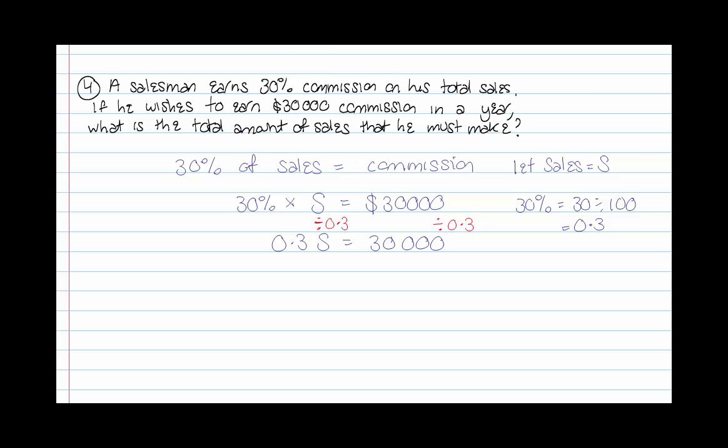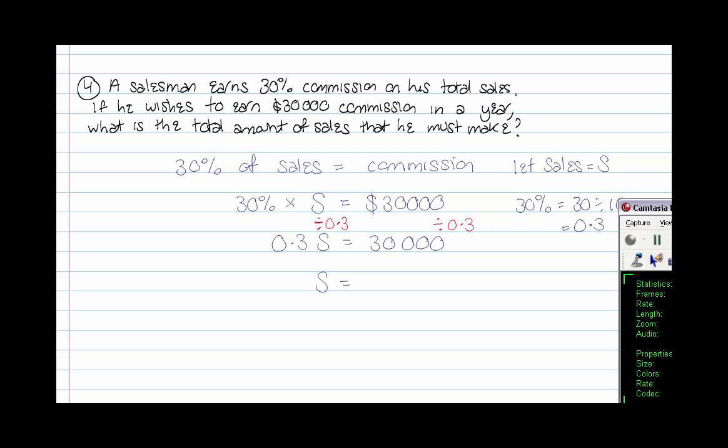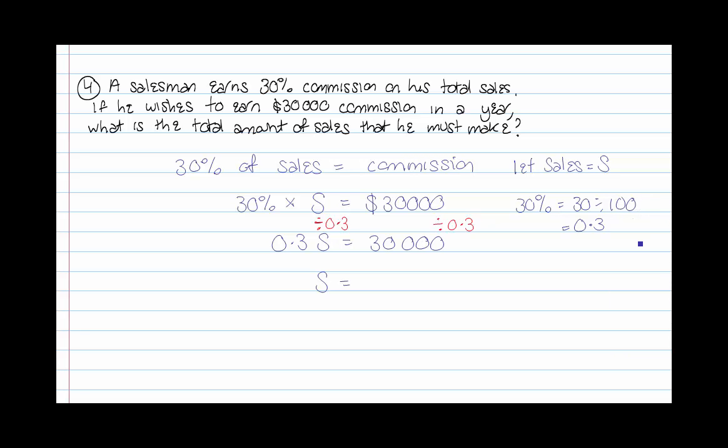So now I have sales equals 30,000 divided by 0.3. Use your calculator. Plugging 30,000 divided by 0.3 into your calculator, you get 100,000. So therefore, he needs sales totalling $100,000, or he needs $100,000 worth of sales. Either answer is fine. Okay, that's the end of the demonstration on problem solving.